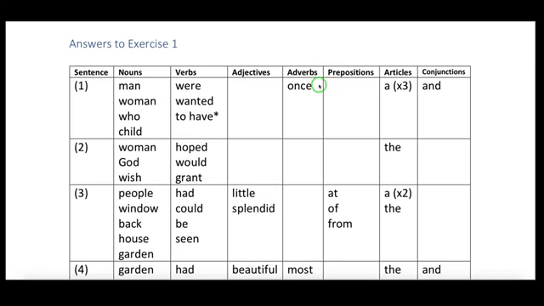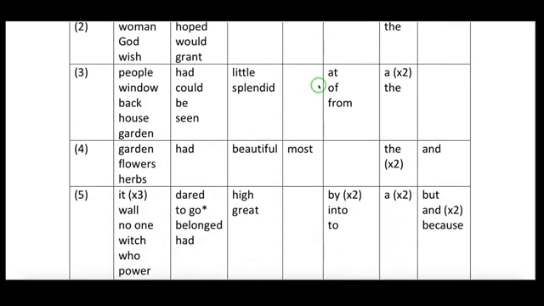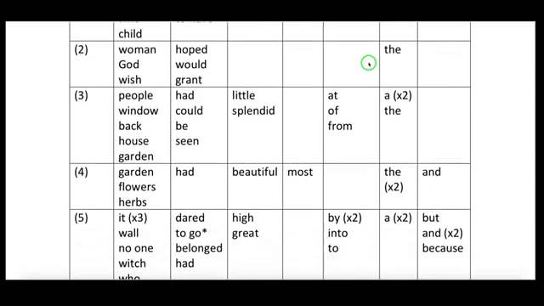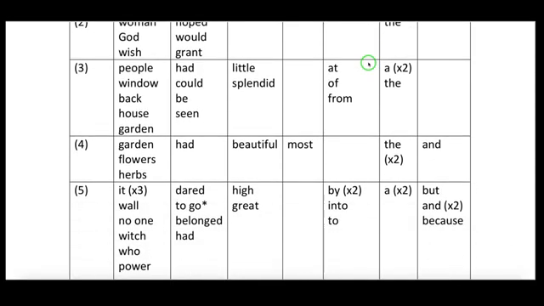Adverbs are pretty much everything else that you can't classify. So we have once, most, and that's all we have for that category in this text. And also prepositions. As I've mentioned in the video, prepositions are little grammatical words that normally indicate relations to time and space.